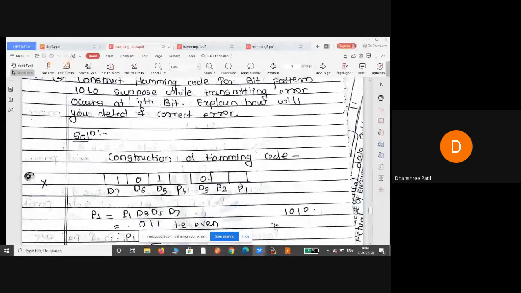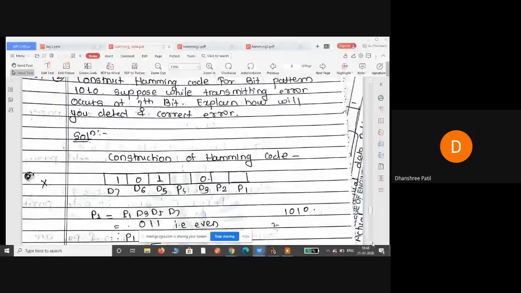So you can see here p1 is blank, p2 is blank, d3 is given here 0. Okay, then p4 is blank, d5 is this 1, then d6 is 0 and d7 is 1. So that will be my Hamming code or Hamming structure. Now I have to calculate these parity bits, p1, p2, p4, that we have to calculate. Up till now we have just formed the Hamming structure from given data.